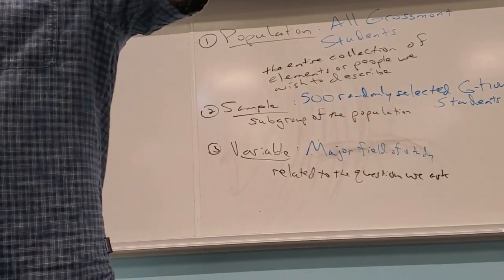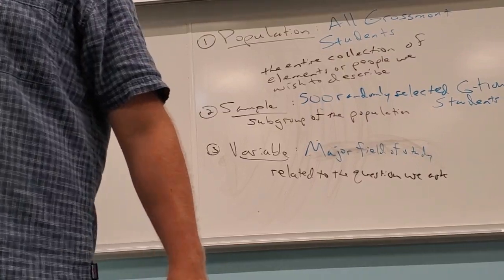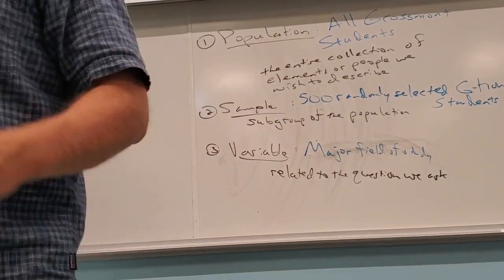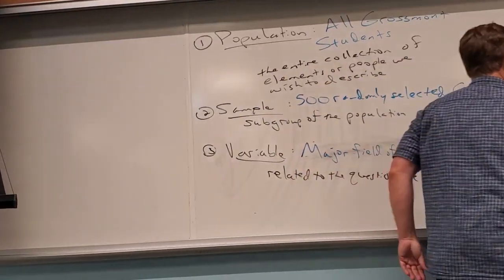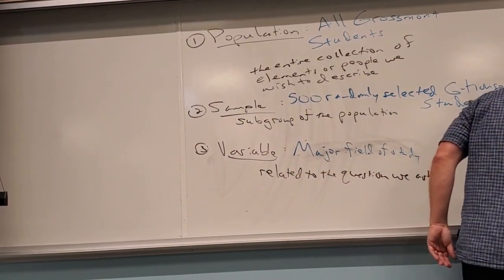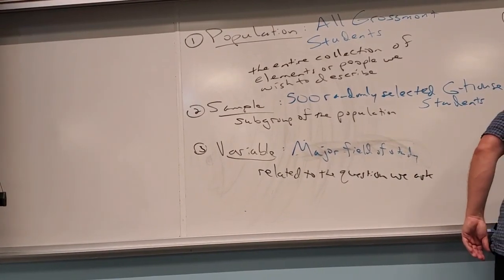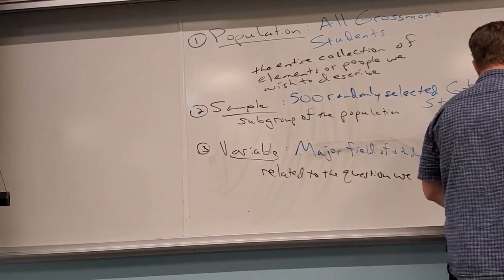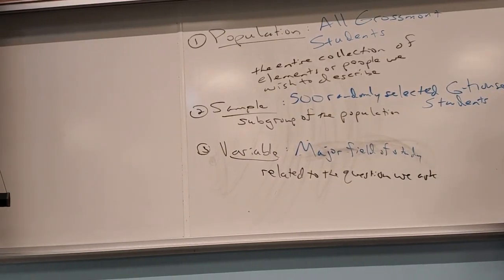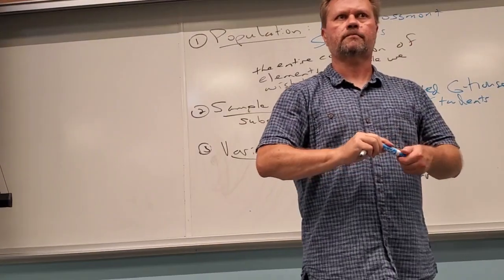I'm sorry. A statistic is a numerical description of a sample. There's a reason I'm doing this, right? Numerical description of a sample. Statistic, sample. So in this case, it would be 50 over 500 equals 10%. 10% are nursing majors, right?